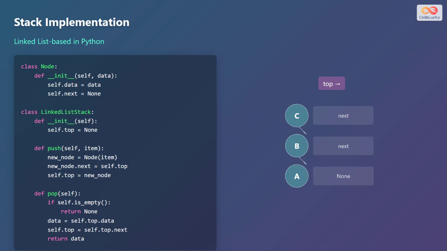The pop method checks if the stack is empty. If it's not, it retrieves the data from the current top node, updates the top of the stack to the next node in the list, and returns the data. So, a new node is created and the new node is always added at the top. The top pointer will point to the latest element added in the stack.